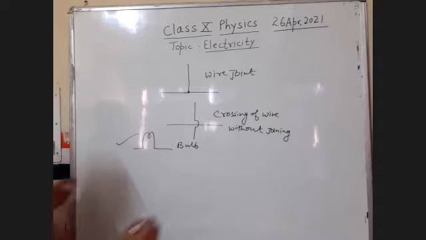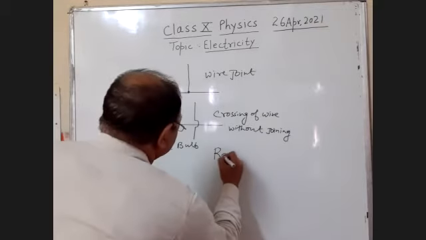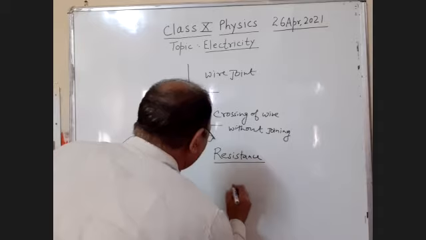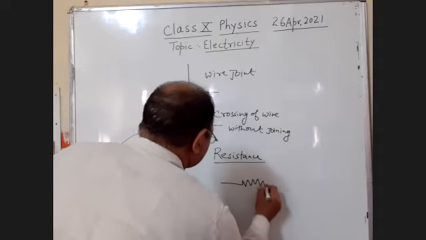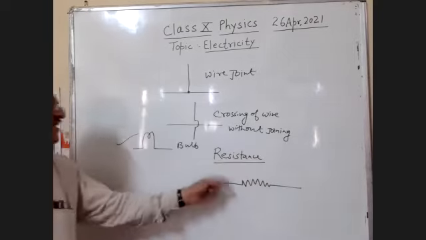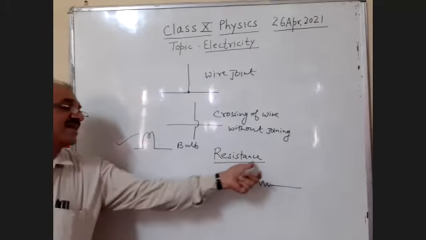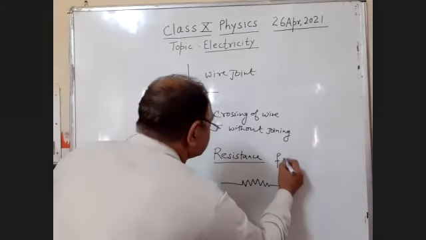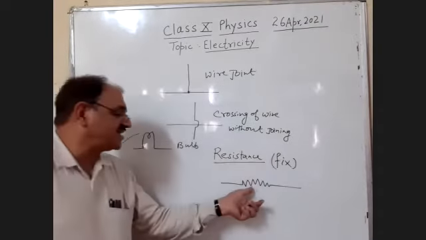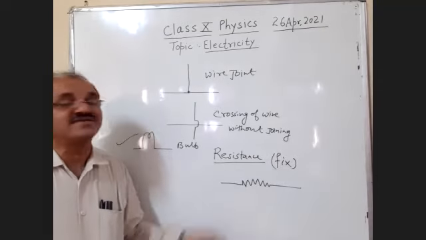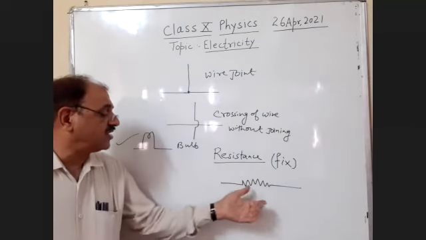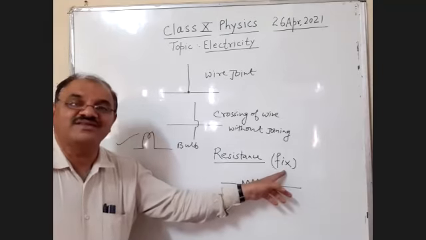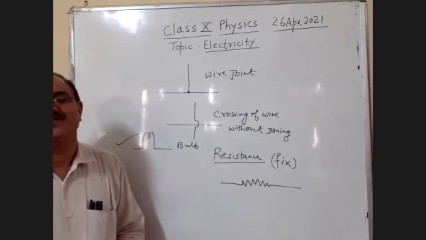Here, one symbol is shown as a resistance. The symbol of the resistance is actually a resistance, but I will write this: it's a fixed resistance. Reason: I'll tell you what resistance is, but first note down the symbols. I have written the bracket because its value is fixed.